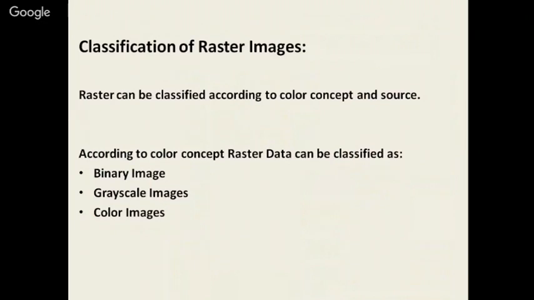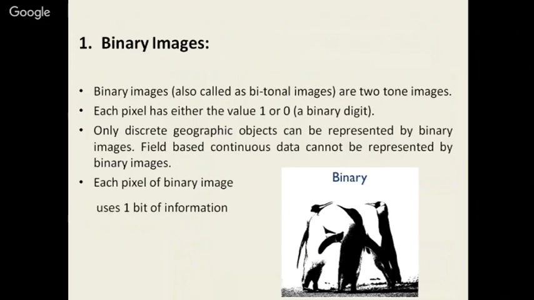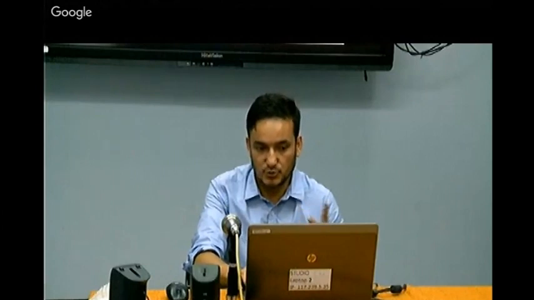So there are classifications of raster data. The raster can be classified according to the color concept and source. First, the color concept. According to color concept, raster data can be classified as binary image, grayscale image, and color images. First, the binary images. It depends on how we retrieve the data. In a binary image, we only retrieve the value as either one or zero, either yes or no. Binary itself means putting the information in just two values, 1 or 0.